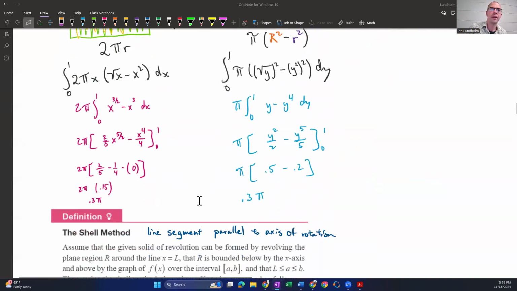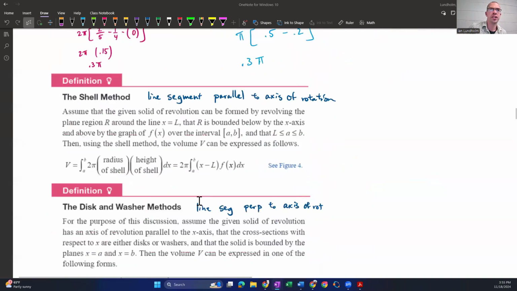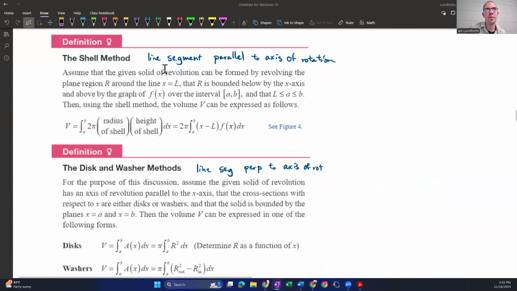So yeah, just an overview again: the shell method has the line segment parallel to the axis of rotation, and the disk and washer method have a line segment perpendicular to the axis of rotation.